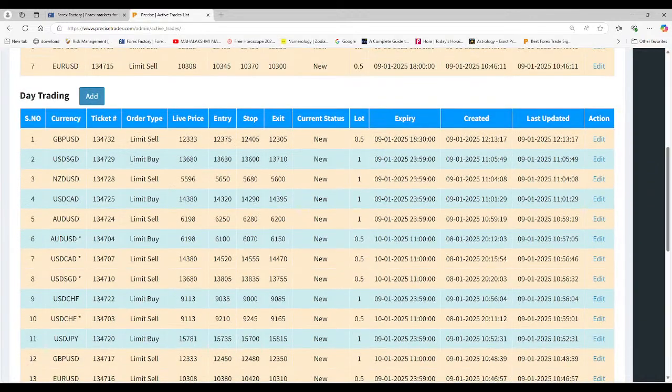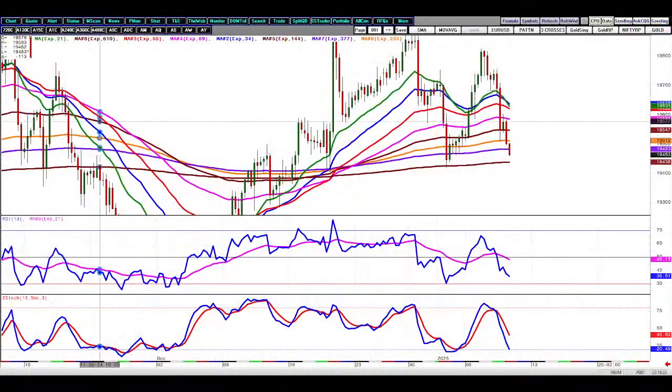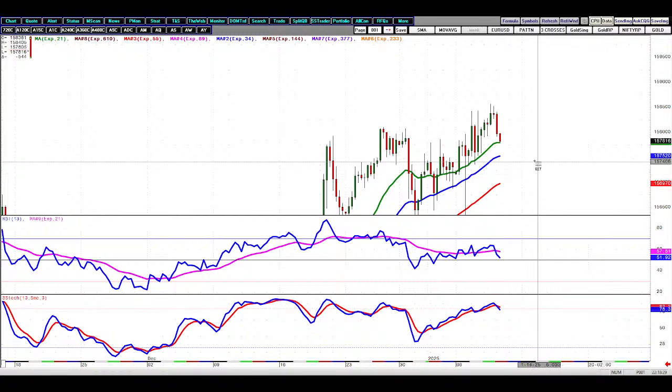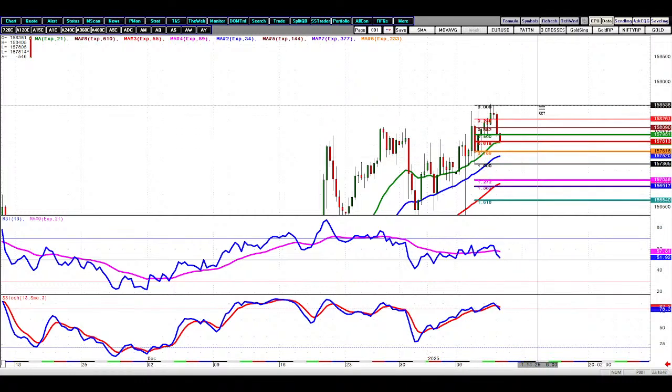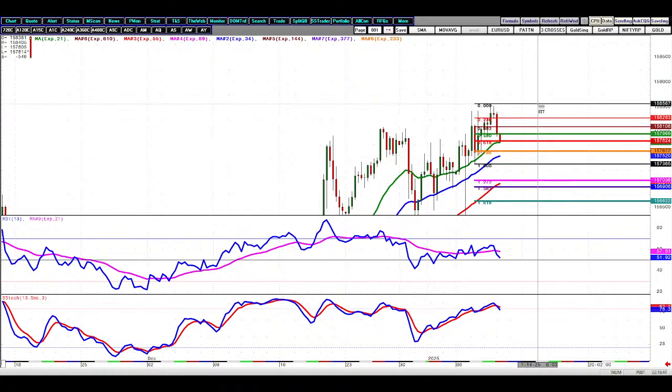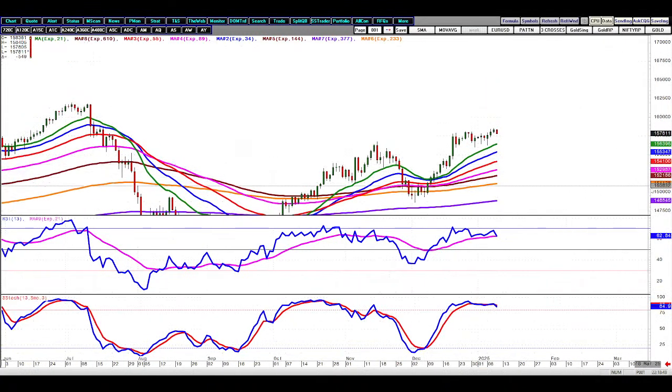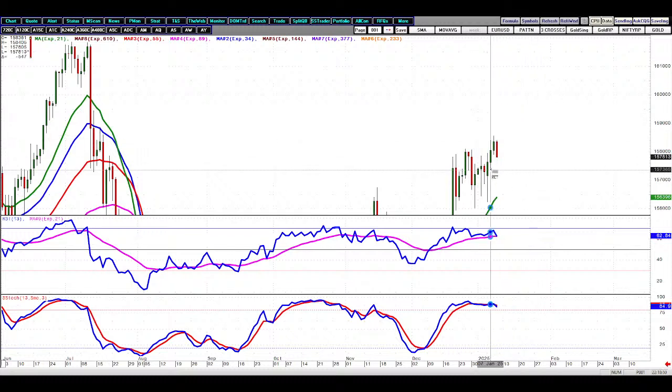Okay, so now let's move on to our chart. How it is expected to trade now is the market is expected to go lower, and I think we may see the price testing 157.35 or even an extension towards 156.90, because the market is showing weakness.